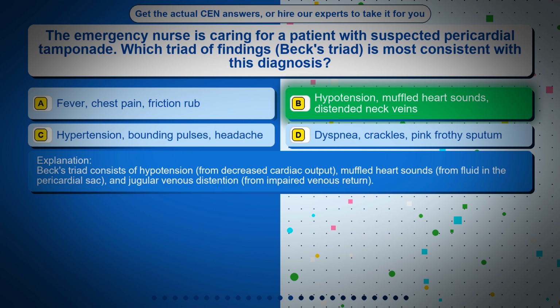Beck's triad consists of hypotension, from decreased cardiac output; muffled heart sounds, from fluid in the pericardial sac; and jugular venous distension, from impaired venous return.